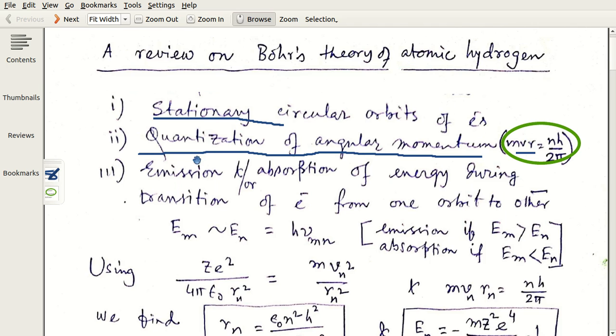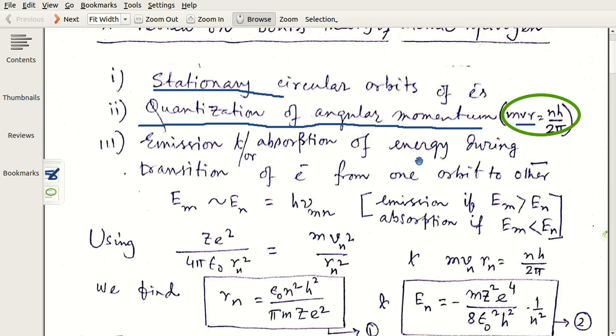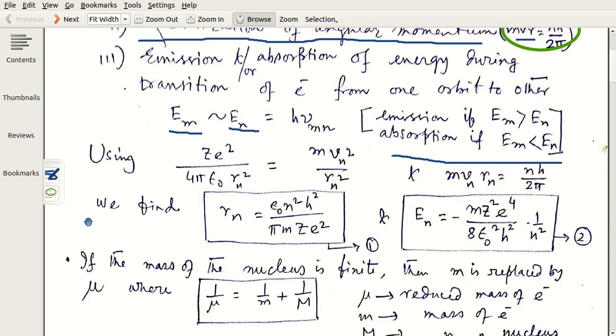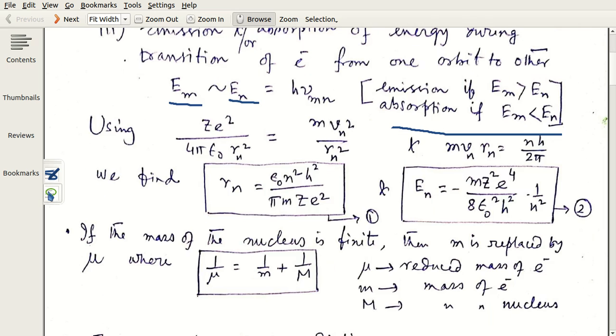And what we learn more is that emission or absorption of energy during a transition will take place when an electron jumps from one orbit, say mth orbit, to nth orbit. This is the difference, Em minus En, or the other way, En minus Em. Then energy will be emitted, h nu. We know it will be emission if Em is greater than En, and it is absorption if Em is less than En.